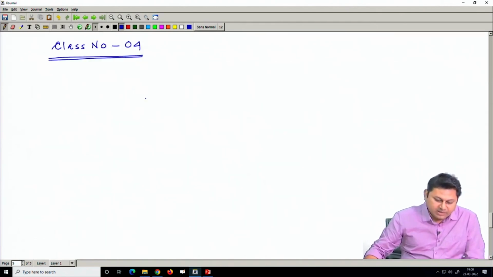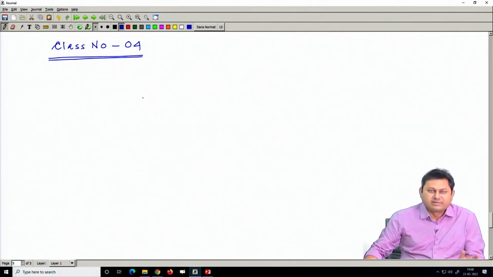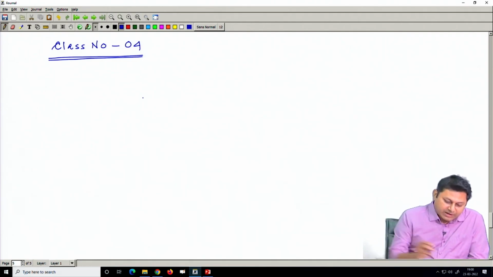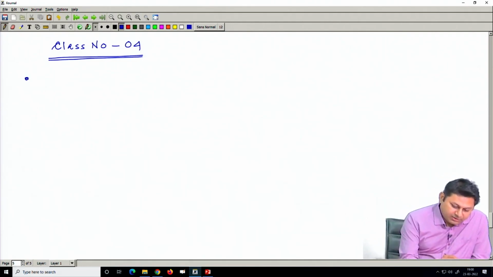So, in the previous class, if you remember, we started the coordinate system and compared two coordinate systems. One is the Cartesian coordinate system and another is the cylindrical coordinate system, and we tried to understand how x, y, z and rho, phi, z are related. So, today we will try to find out the relationship between the unit vectors. Last day I mentioned that.